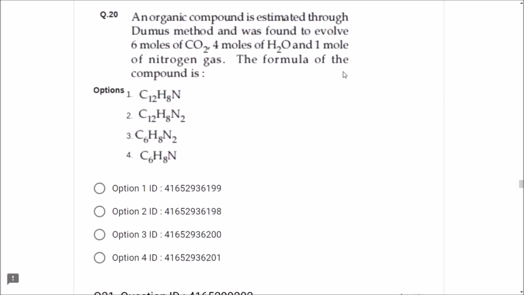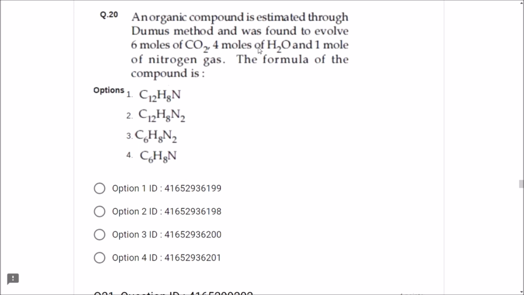Next, question number 20. An organic compound is estimated through Dumas method and was found to involve 6 moles of carbon dioxide, 4 moles of water and 1 mole of nitrogen gas. The formula of the compound is, so what are the gases coming out? 6 moles of carbon dioxide, that means C6, that is carbon is 6 moles. Carbon is showing 6. These two are not correct. So this is either 3 or 4.